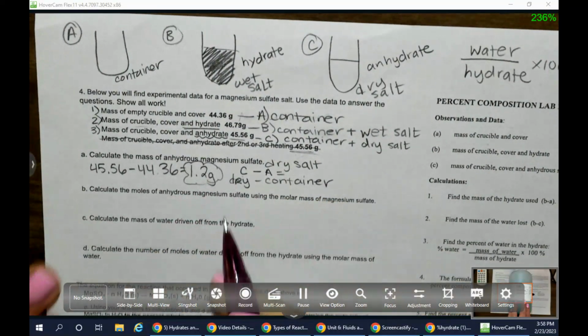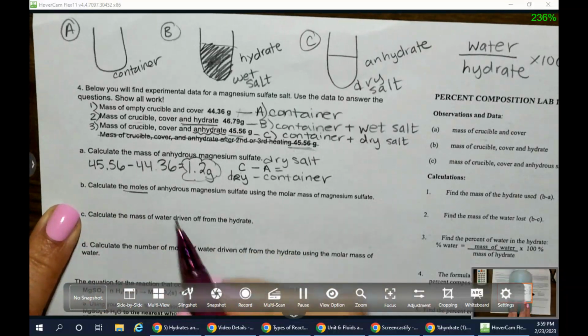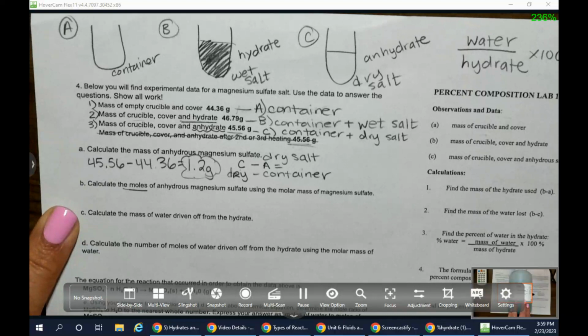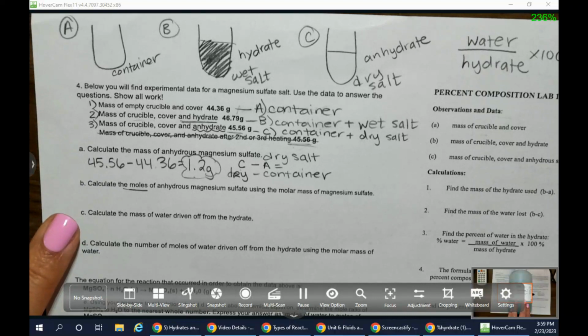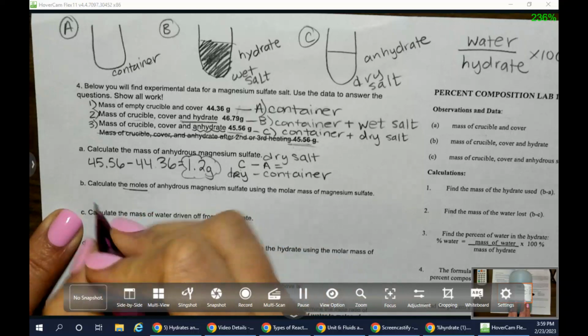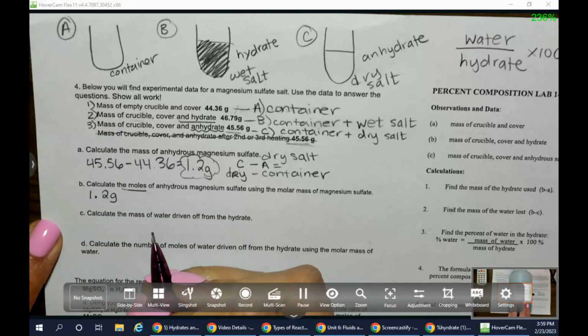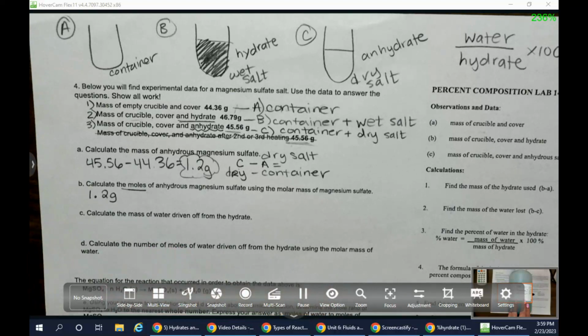Okay, we're going to be using that number. Step B, it says calculate the moles of anhydrous magnesium sulfate. So we didn't have to do this last time, right? We didn't have to sit there and convert to moles necessarily. Yes, we did. No, we didn't. We had to figure out mass, right? We went from moles to mass. So now we're looking at calculate the number of moles. So if I have 1.2 grams, how am I going to convert that to moles?